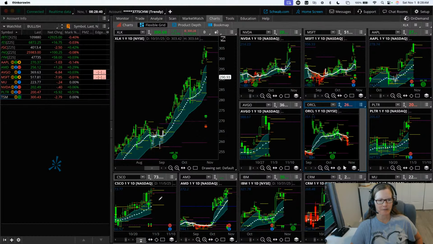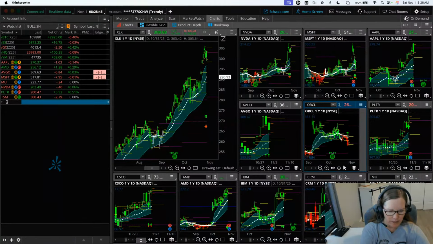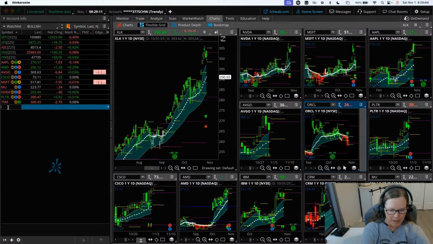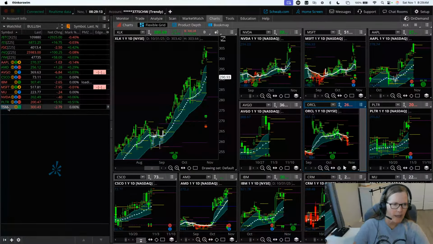Cisco is going to make my list here. It's in a relatively strong sector, but it is also relatively strong as well. What else? IBM is a good one. MU, we already have that on here. Salesforce would be another option here. So let me add IBM and Salesforce real quick.